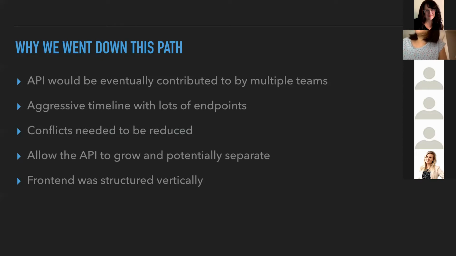So we had an aggressive timeline. We needed the code base to scale with multiple developers, and so we really needed to reduce the number of code conflicts and merge conflicts that we'd have. The front-end team that we were going to be working with had also structured their application vertically, and were seeing quite a lot of success.